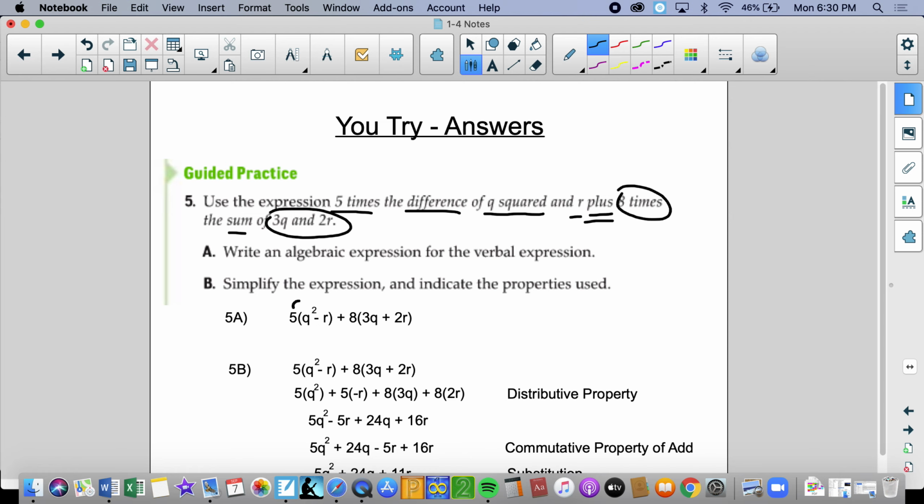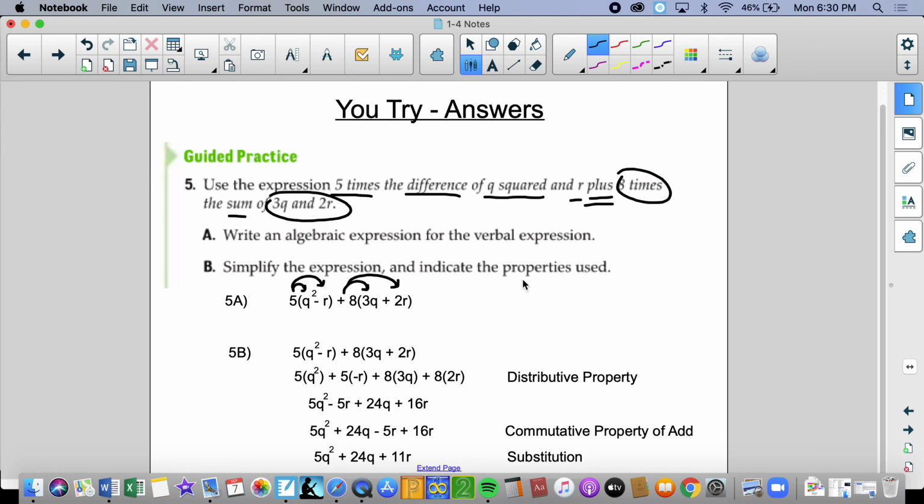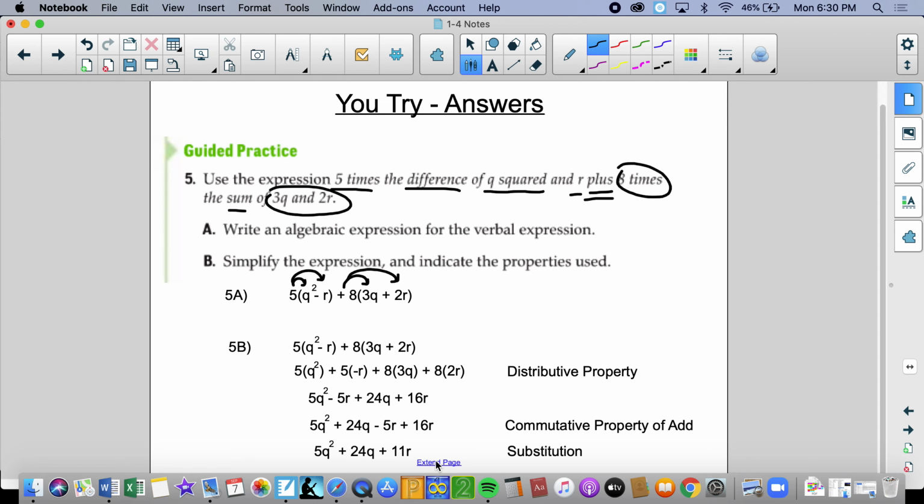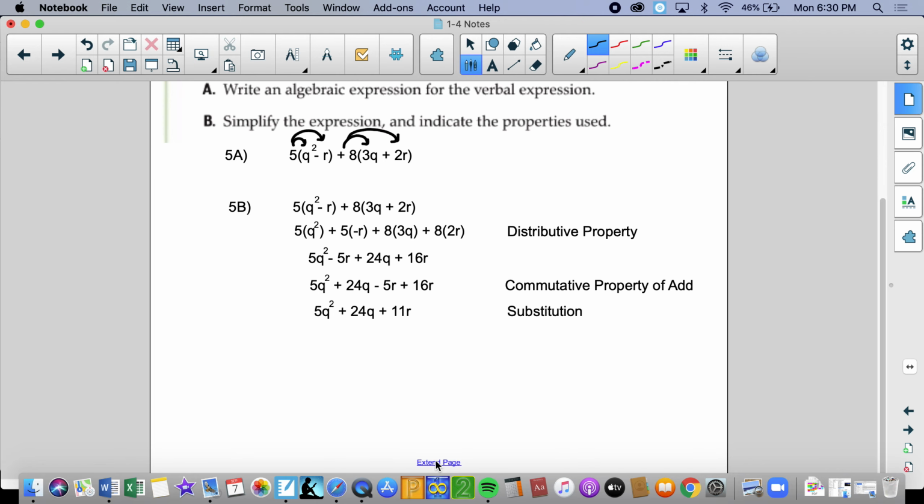So how do we simplify? We can simplify by using the distributive property. We're going to distribute a 5 and we're going to distribute a positive 8 into those two binomials. Why did I call it a binomial? Because there are two terms. Bi means 2. So we're going to distribute the 5 into both of those. 5 times q squared plus 5 times negative r plus 8 times 3q plus 8 times 2r.